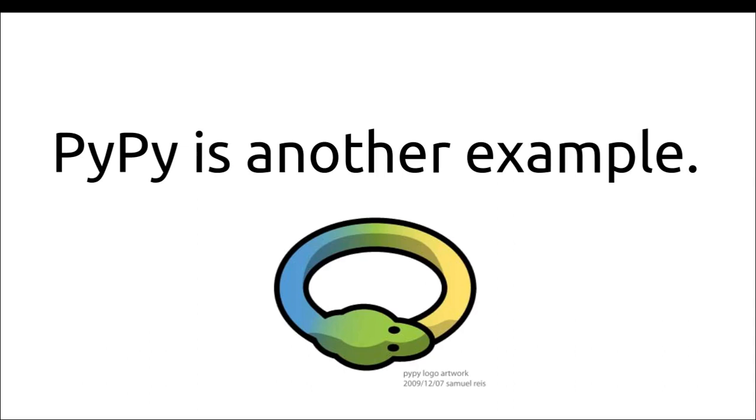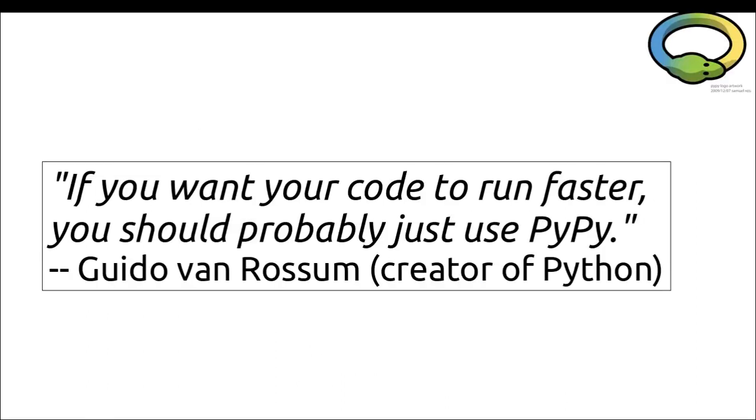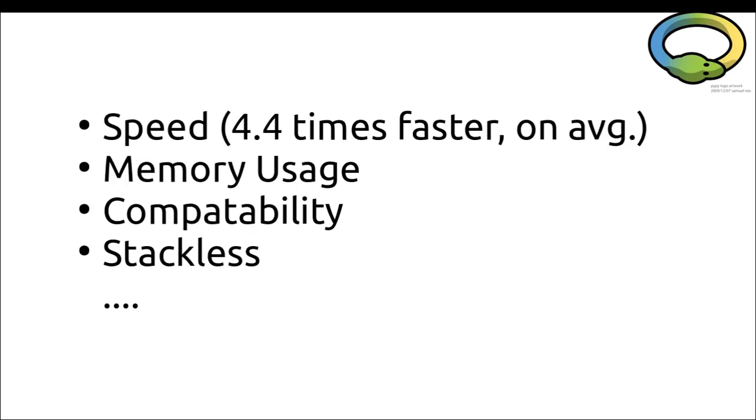But we have something called PyPy there as well. PyPy is also another example of a Python interpreter. And according to Guido van Rossum, the creator of Python, if you want your code to run faster, you should probably just use PyPy. So yeah, PyPy is fast, and these are some main features of the PyPy Python interpreter.